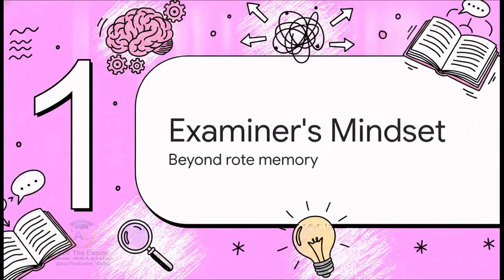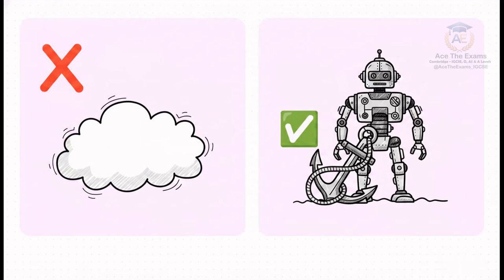Let's move straight into Section 1, the examiner's mindset. This is absolutely crucial, folks, because it's all about moving beyond rote memorization. This comparison brilliantly illustrates the trap so many students fall into. Generic responses, just floating around like abstract clouds, rarely gain full marks. What examiners are actually looking for are context-anchored responses.